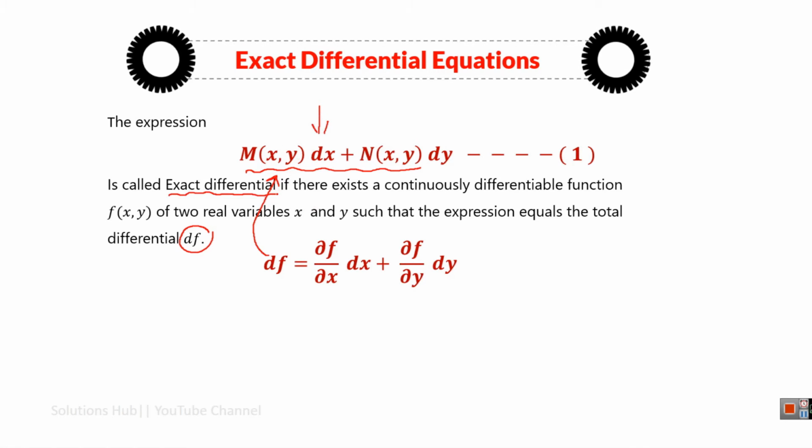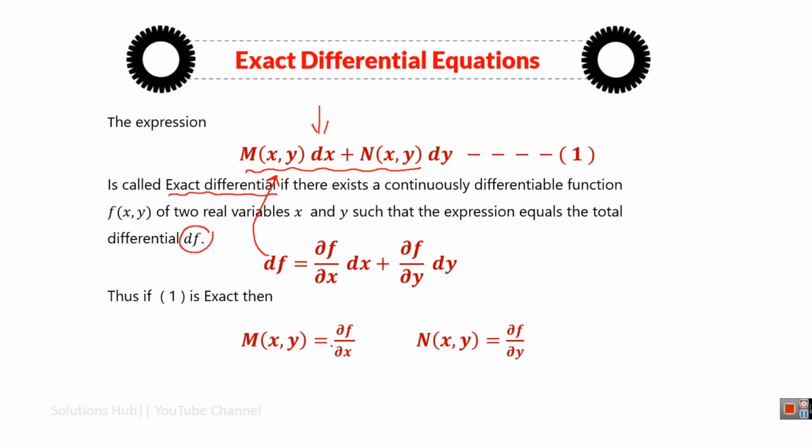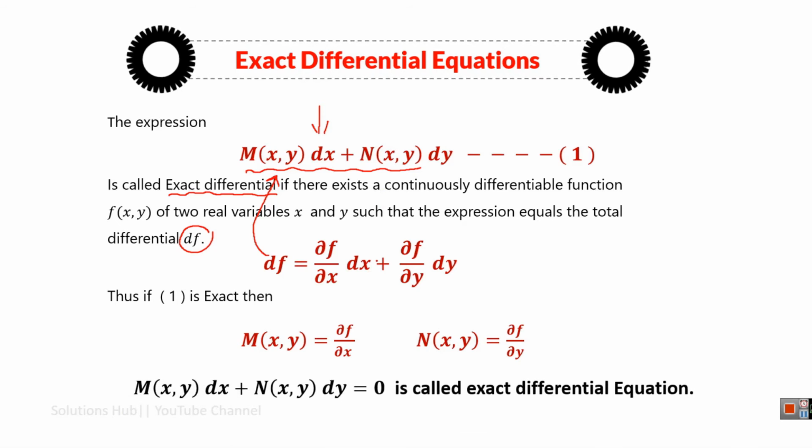And after putting these two expressions equal to each other, we can find by comparing that our function M is equal to the partial derivative of f with respect to x, and our function N is equal to the partial derivative of f with respect to y. I have explained all these steps and relations in the last slides, and I am just showing you again so that you get a better understanding. So this is our exact differential, and this is the result we got after comparing these two expressions. And if we put expression 1 equal to 0, then it will be called our exact differential equation. So this is basically the major theme of exact differential equation.